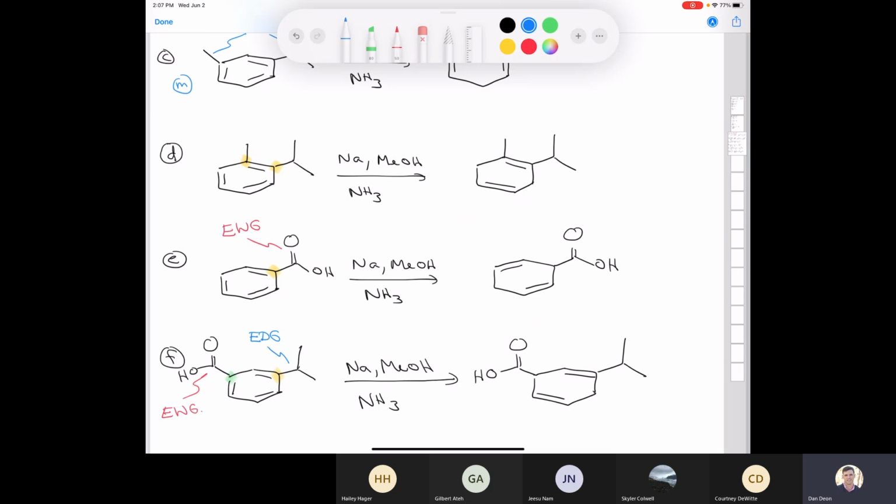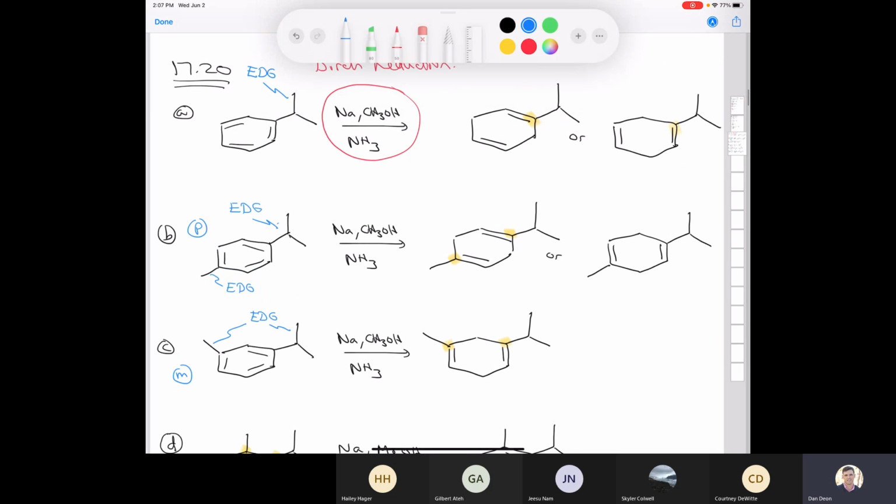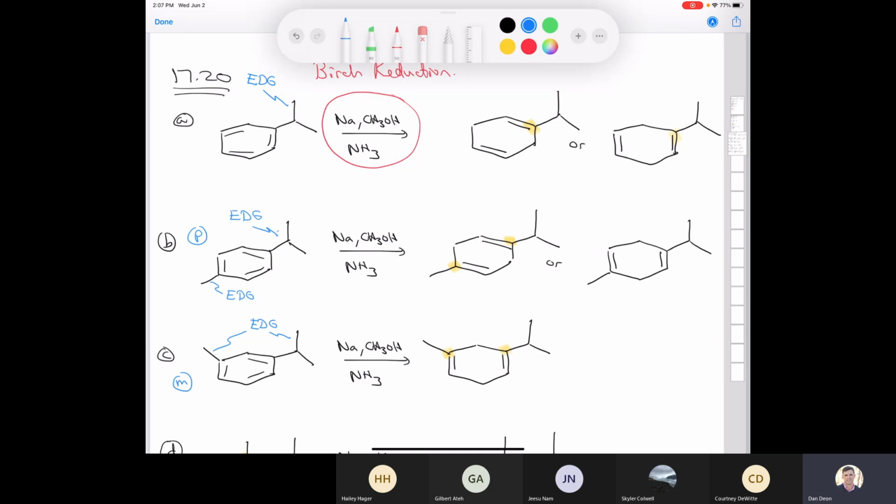You see how in C, D, E, and F, we only ended up with the one possible way. And then in A and B, you're just drawing the same molecule a different way, but you see how you can reduce the bonds two different ways, even though you're getting the same molecule no matter what. These two are identical, and these two are identical.